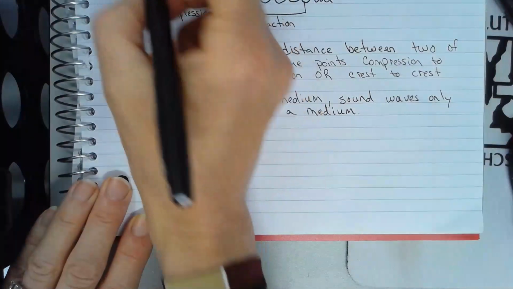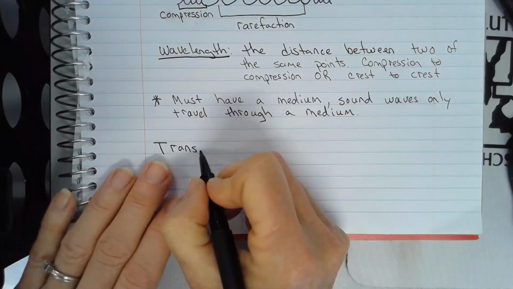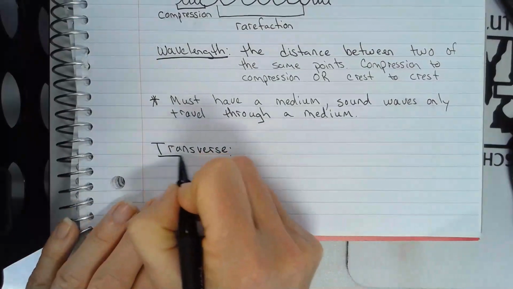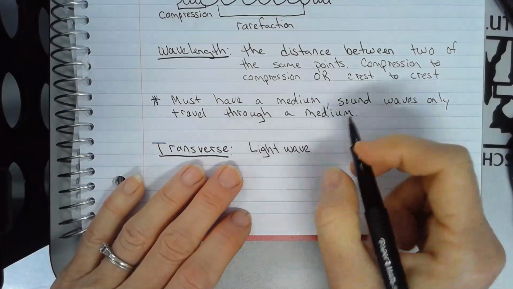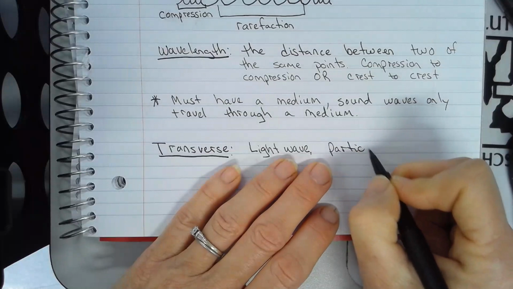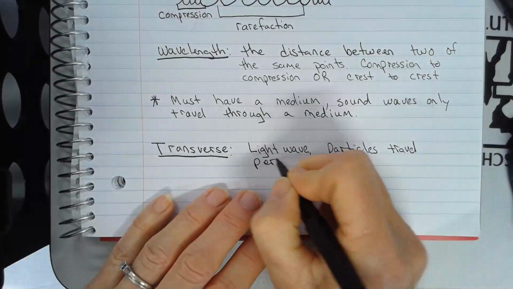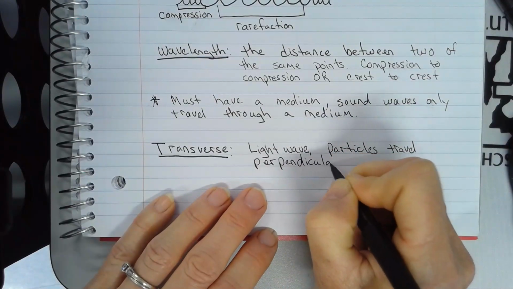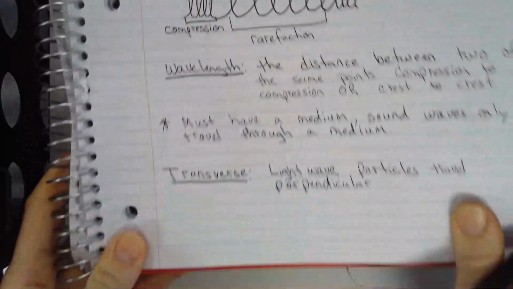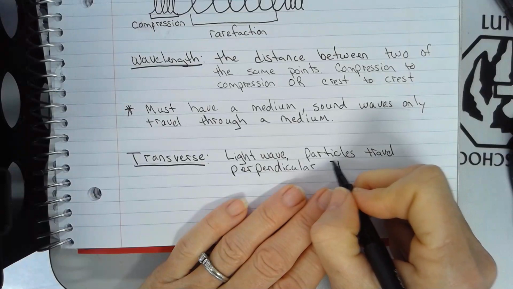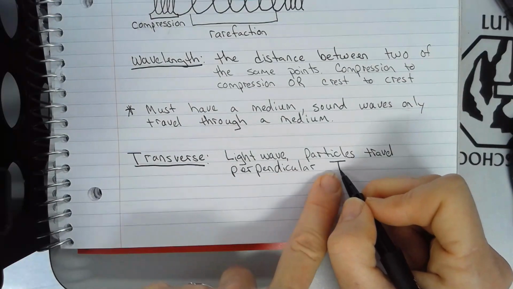Okay, so now we're going to talk about, so longitudinal is one wave. Our second type of wave is a transverse wave. So a transverse wave is known as a light wave. And particles travel perpendicular. I have to write it down here. Go back up here just to remind. So parallel, it's going to be like this. Perpendicular looks like this. And how I remember this is perpendicular, transverse, perpendicular. It's the way I'm going to remember the difference.